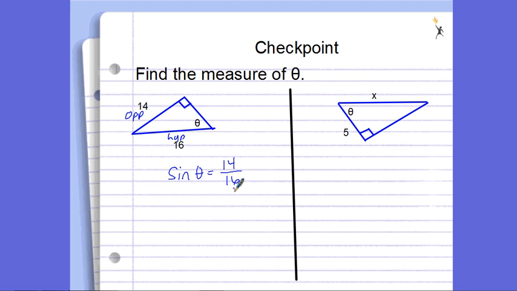Agreed? So you can simplify it. It doesn't matter because isn't the calculator going to do the work anyway, right? So it'll give you the same answer. It doesn't matter to me. Okay? So does everybody agree with at least this initial equation, right? That sine of theta is equal to 14 over 16. Agreed? Now how do I get theta? Inverse sine. I have to use inverse sine. So basically what I'm doing is the inverse sine of both sides.